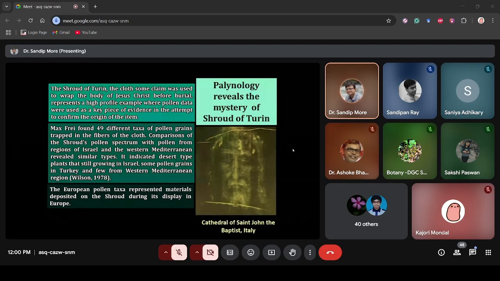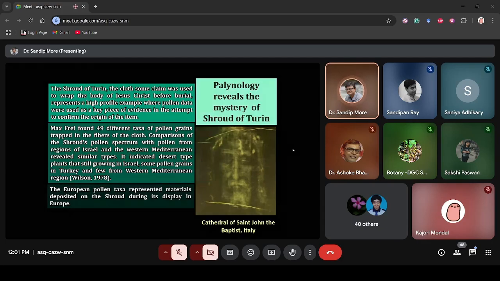Now tell me how the pollen grains of plants from an absolutely different phytogeographical region of Western Mediterranean country or Israel came to an Italian museum's cloth. Some people may say that it is possible that the cloth was brought from Israel, but the cloth may not be the actual cloth which was used to wrap the body of Jesus Christ. The question may come, but the thing is that it was at least proved that yes, this cloth came from Israel. Hence, they proved that it was the holy cloth of Shroud of Turin, which was used to wrap the body of Jesus Christ. And the mystery was solved after many, many years.